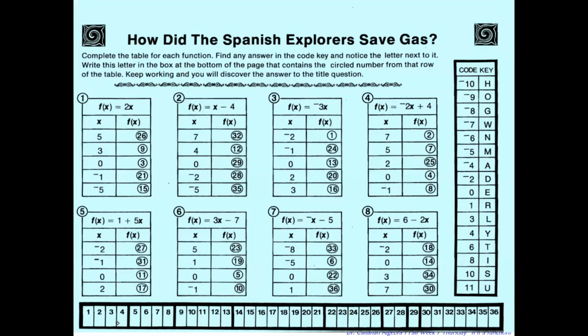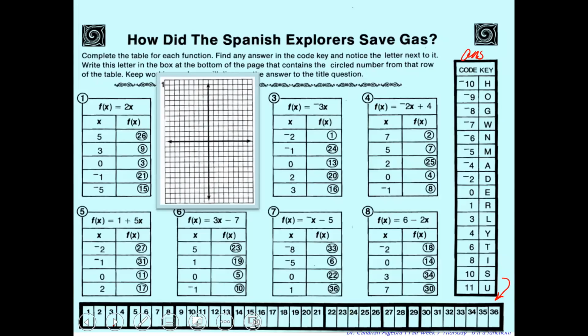How did the Spanish Explorer save gas? Now, all of your answers are over here on the right side. You need to put your answers with the code on the bottom, and that should answer that question. All right, so let's go ahead and take a look at number 1. With number 1, it says f of x equals 2x. That means whenever x is a number here, you're going to replace the x with like the number 5. So you do f of 5 equals 2 times 5, and that gives me 10.